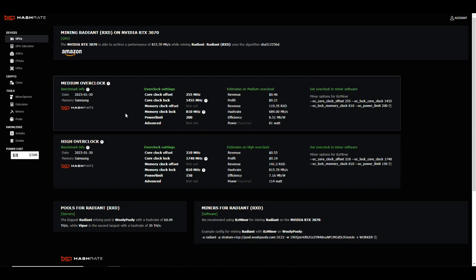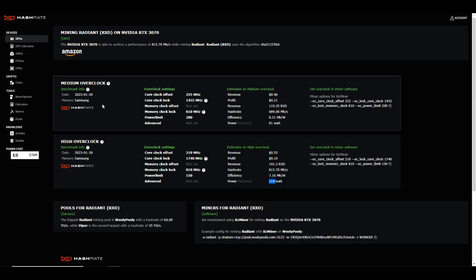So we've got a couple of different overclock recommendations from hashrate.no. We've got a core offset of 255 with the locked core of 1455. This would net us 689 megahash at 81 watts. Or, if you wanted a little bit more hash rate and a little bit lower efficiency, 210 on the core offset, 1740 on the locked core clock, and that gets us 815 megahash at 114 watts.